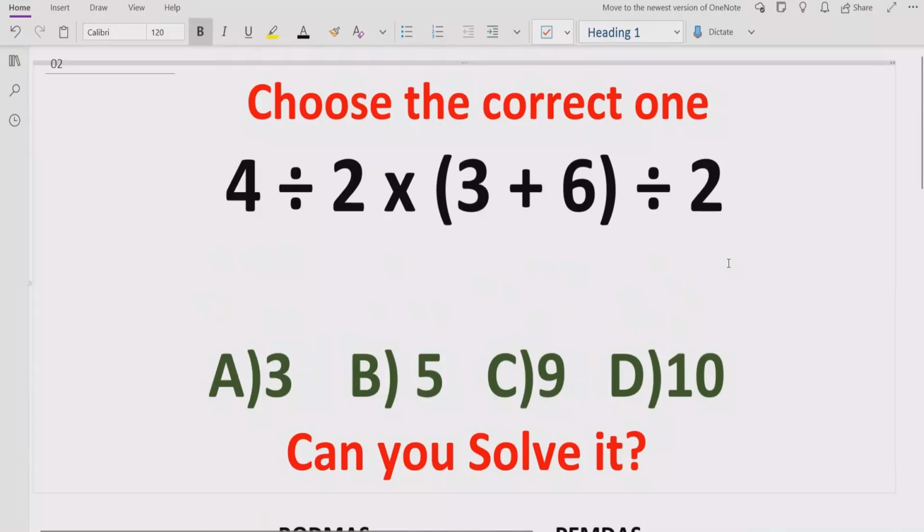Today we will solve another quiz which is related to arithmetic expression. The quiz contains the basic operations, which are plus, multiplication and division. So we have to solve this quiz using the PEMDAS and BODMAS method and find out the correct answer. In the answer list we have 4 answers. A is 3, B is 5, C is 9 and D is 10. So let's see after solving it which answer is correct.